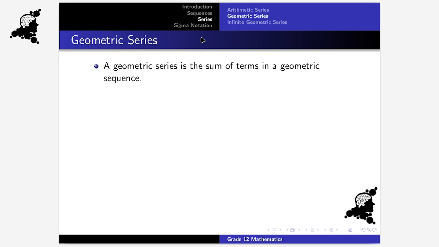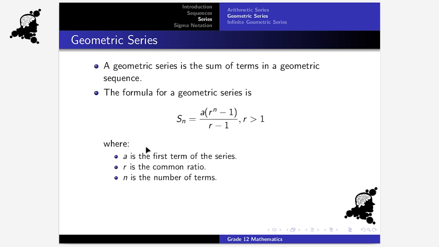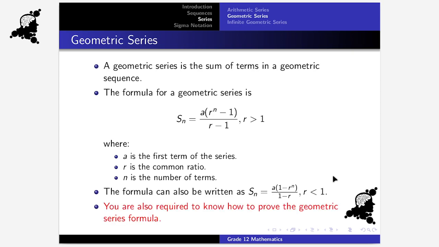The geometric series is the sum of all the terms, or the sum of terms in a geometric sequence. The formula for geometric series is given as this. Once again, you also need to know how to prove this. A is the first term of the series, r is the common ratio, n is the number of terms. The formula can also be written in a second form when r is less than 1. You're also required to know the proof of this.